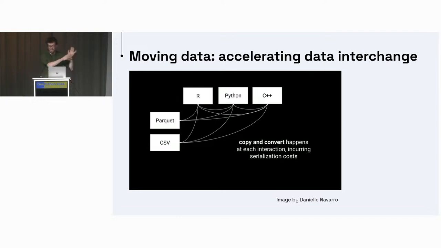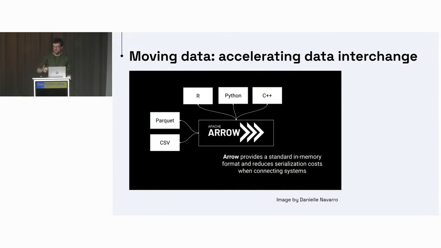If you want to move data from R to Python or from Python to Spark, you need to do a lot of copy conversions, costly serialization, while if you have a standard and all those tools, Python, Spark, all those tools speak the same language for how to represent data in memory, we can do that a lot more efficiently. We can also share implementations, for example, for a Parquet reader. As long as it reads the data into Arrow memory, then any other tool that speaks Arrow can reuse that implementation. So that's one thing, moving data efficiently.